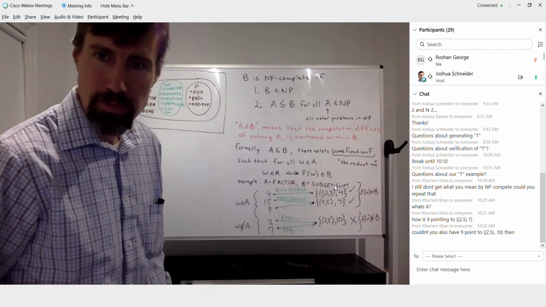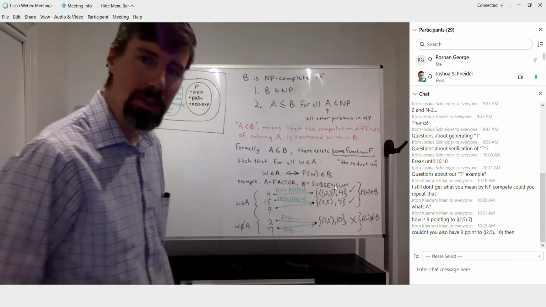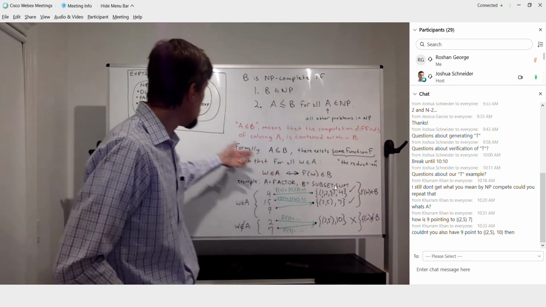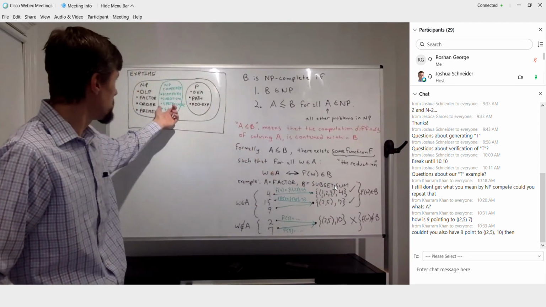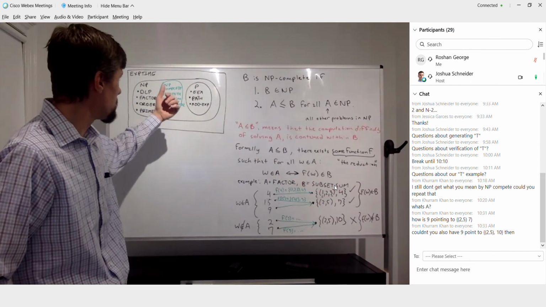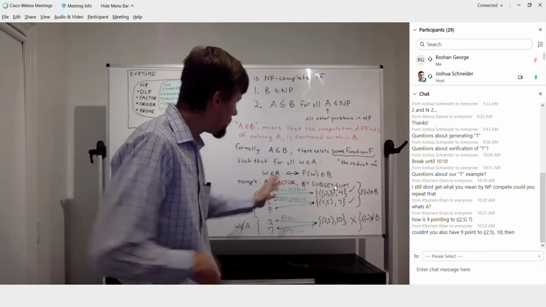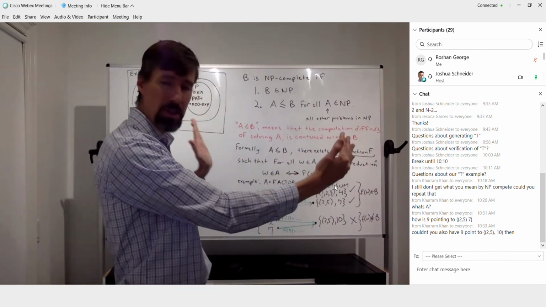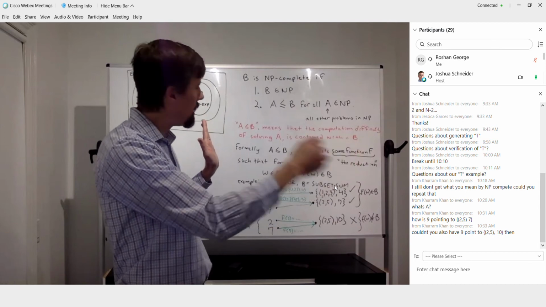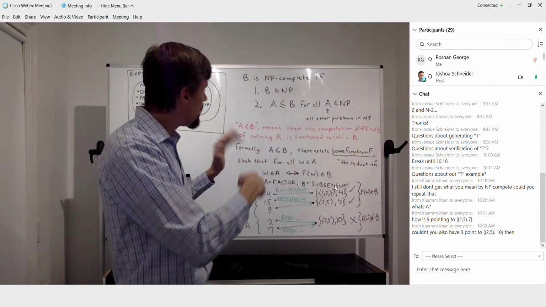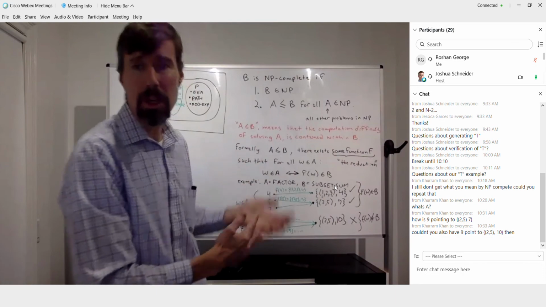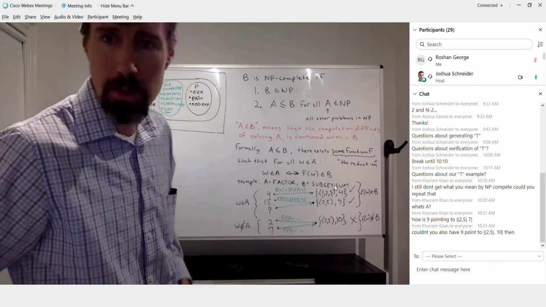And actually, as it turns out, because we can use previously established languages in NP complete, we don't actually have to do this. When the problems are far away from each other, like subset sum and factoring, we don't need to come up with a reduction. We can just pick a language that's already NP complete and do it.